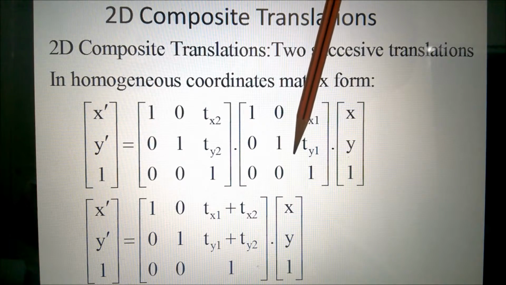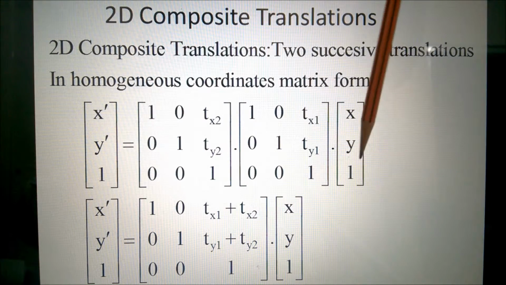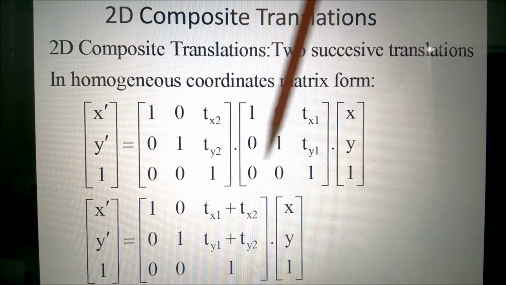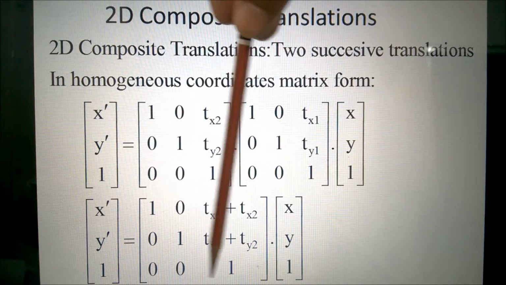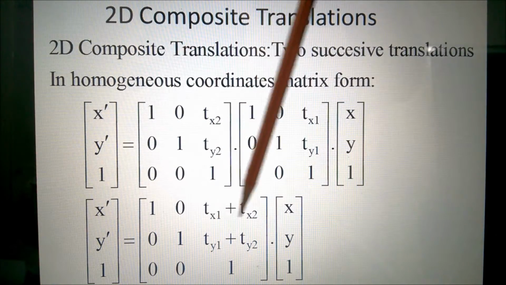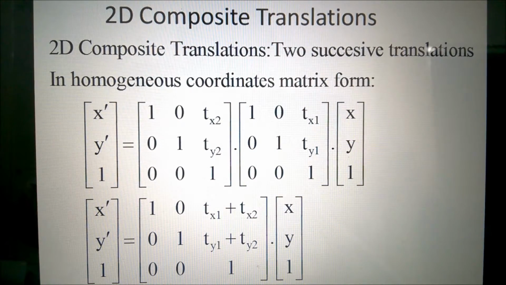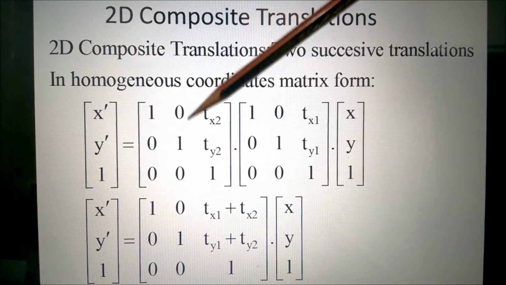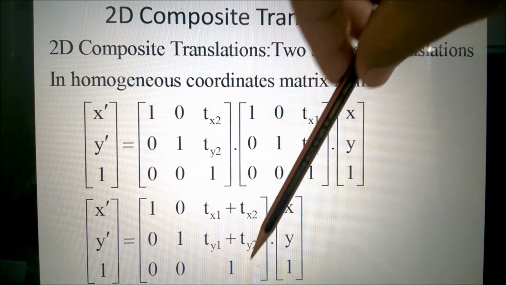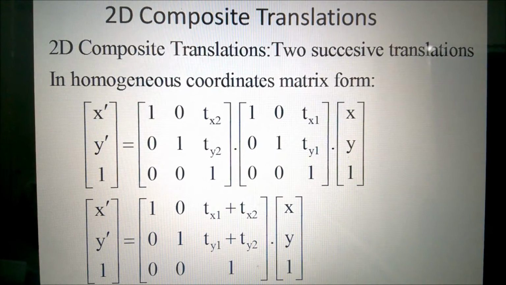So you see this is the first translation matrix, this is the second translation matrix, and this is the original coordinates. If you multiply these two matrices, you come up with a single matrix where you can see the translation distances in the x coordinate are added together and the translation distances in the y coordinate are added together. Therefore, the two matrices are converted into a single transformation matrix, and that is the major advantage of working in the homogeneous coordinate form.